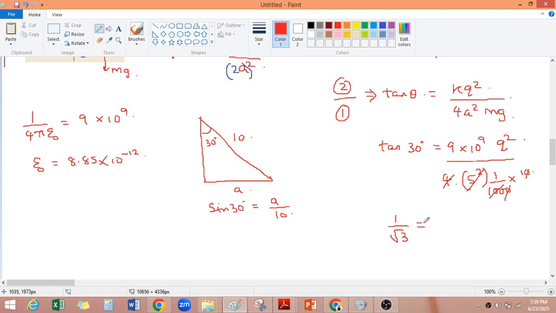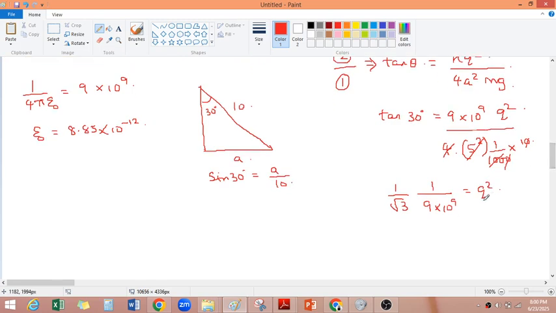9 into 10 power 9, I can bring it on this side, is equal to Q square. So our aim was to find the Q value, so that means Q is equal to the square root of this. The square root of this will be easy, 3 into 10 power 9. For 10 power 9 I cannot directly find it, so for 10 power 8 we can take 10 power 4.